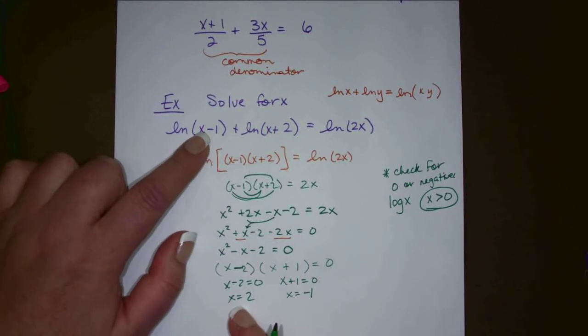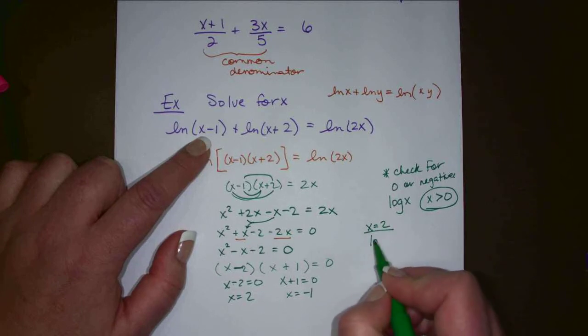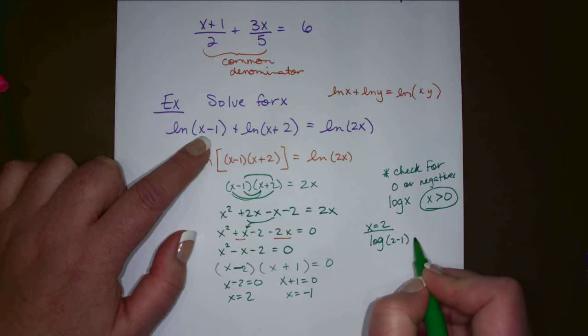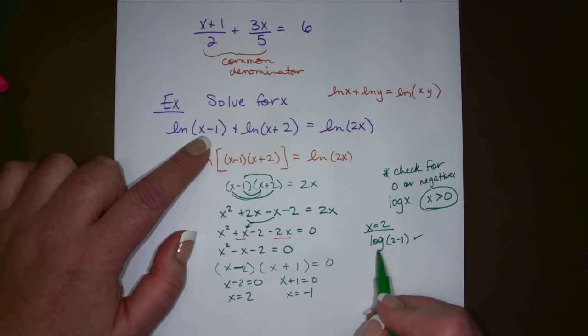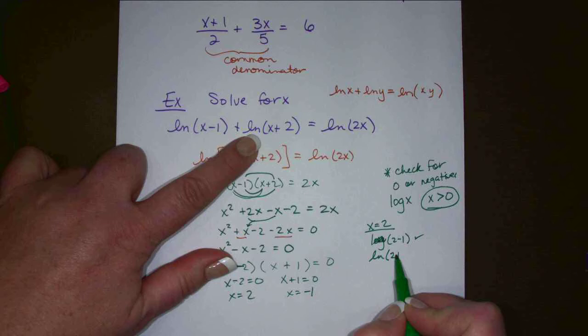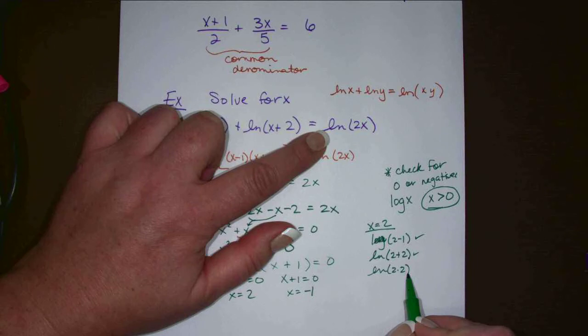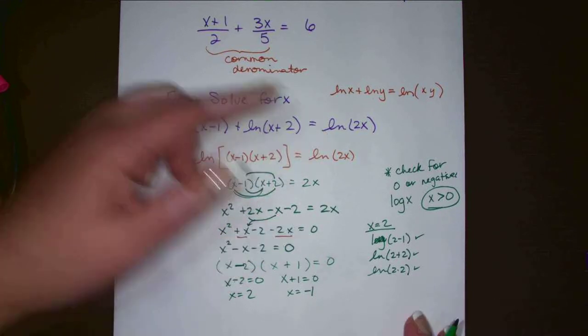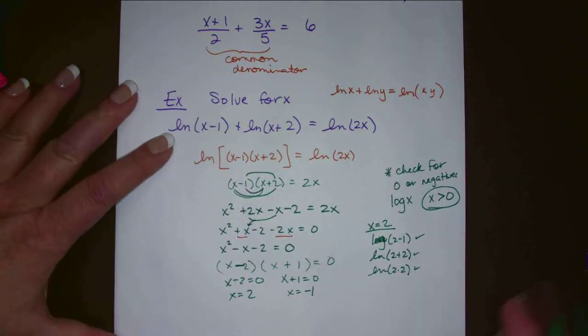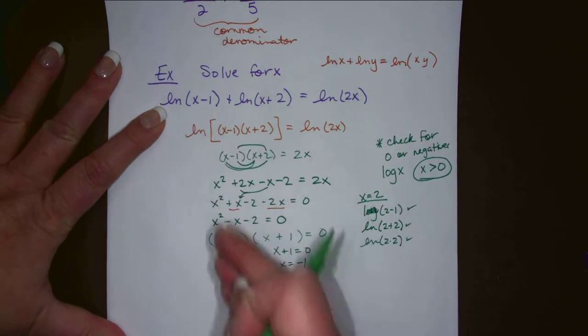So if we plug 2 in to the first one, we get ln of 2 minus 1. Is that one okay? Yeah. What about this one? Ln of 2 plus 2, is that okay? Yep. And here? 2 times 2? Okay? Yep. You could check your answer and see if it works on both sides, but unlike the square root, it actually will work if you've done everything correctly.